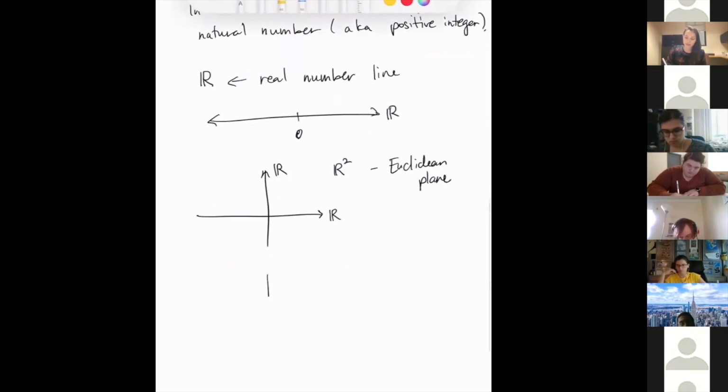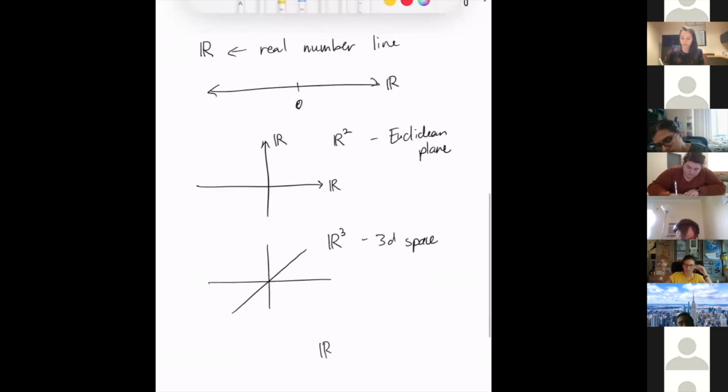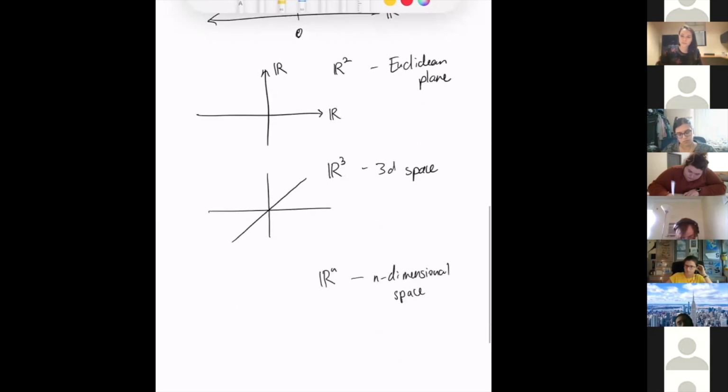And then we can keep going with this. If we take 3 copies of R, we get 3-dimensional space, and this will use R3. So this is like 3D space. And if we keep on going, we can just keep on adding copies of R. So we'll use Rn for n-dimensional space, which will come up later. This is just the notation that we use.